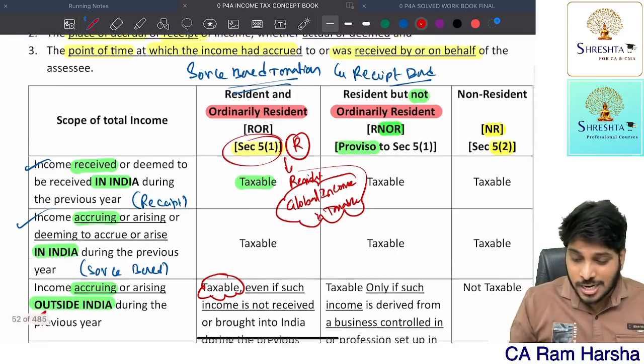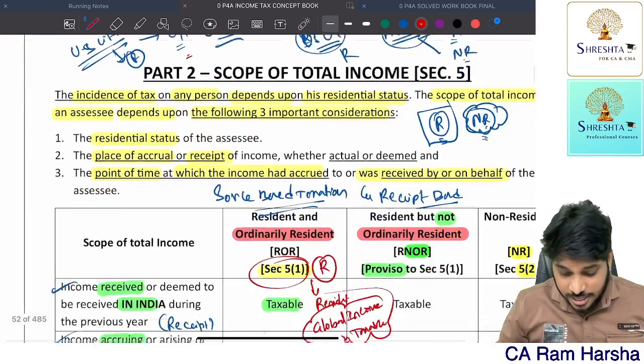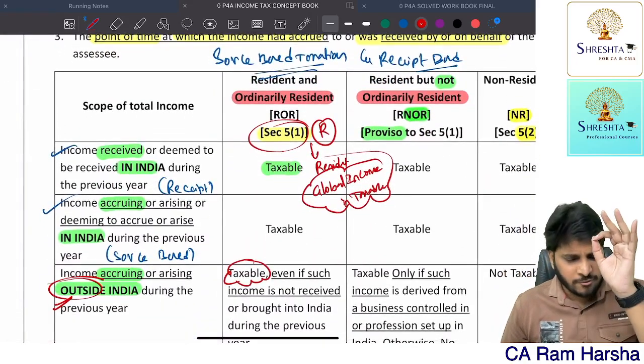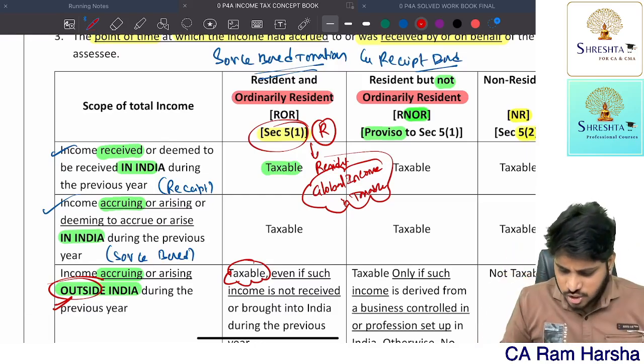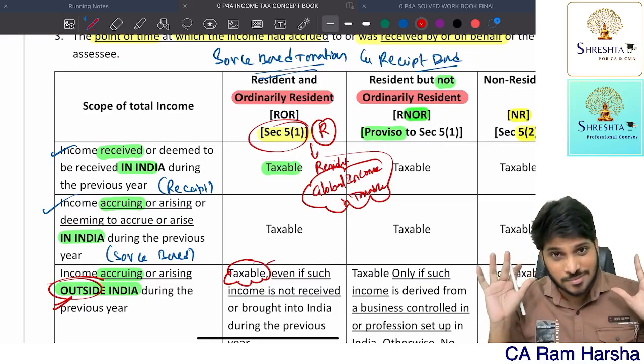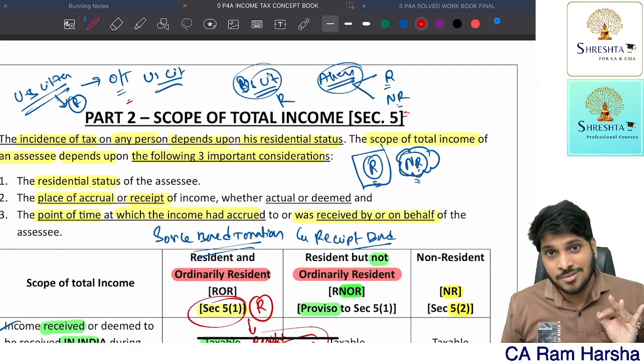The scope of total income, section 5, says what? Even though you have property outside India, even though income is accrued outside India, even though the source is outside India, you have to pay tax in India. It is treated as total income. It is taxable in India. This is the general rule. Understand, section 5 is a general rule.